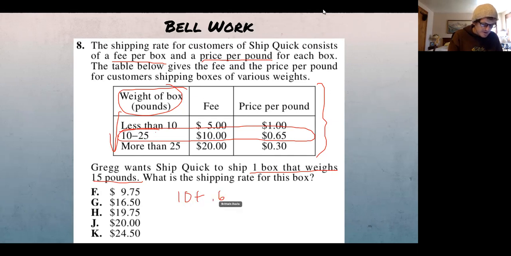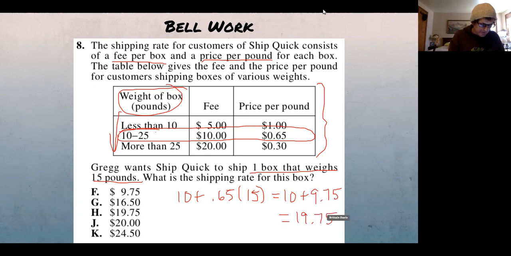That's going to be 0.65 times how many pounds? 15 pounds. So that's 10 plus, you multiply 0.65 times 15 and you get 9.75. When you add that together, you get 19.75. The answer is C or H, whatever you think.